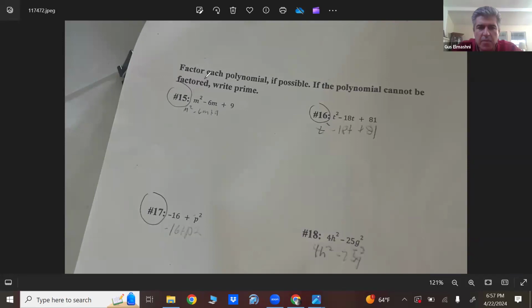So this one, whenever it's 3 terms, you can always do the diamond first if you want, like 9 and -6, and you get -3 and -3. Because those are identical, you can just write it like this, or you can write it like this too. Totally up to you how you want to do it.